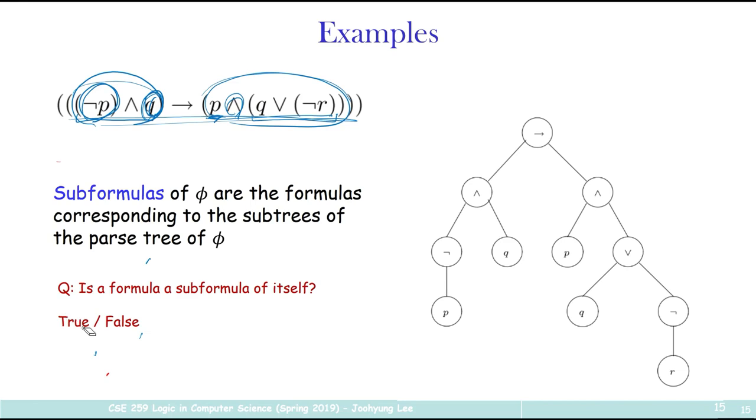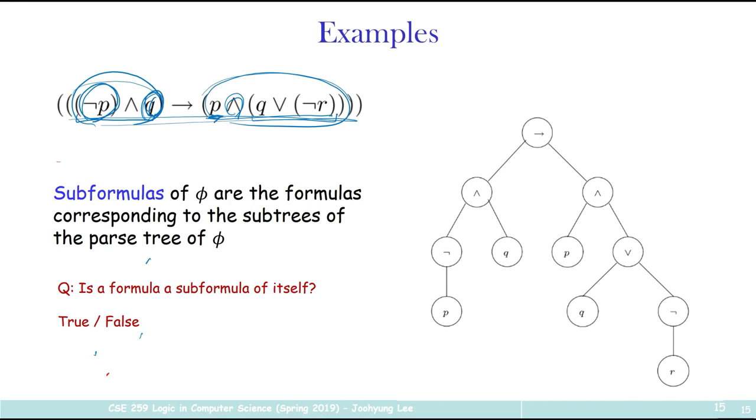Okay, this is actually true, and the reason for that is when you say subtree, it's going back to the definition of subtree. A tree is a subtree of itself. If you have seen graph theory in discrete math, there's a tree and subtree relation, and there a subtree is a tree of its own, a tree is a subtree of itself. So the same definition applies here. So a formula is a subformula of itself.